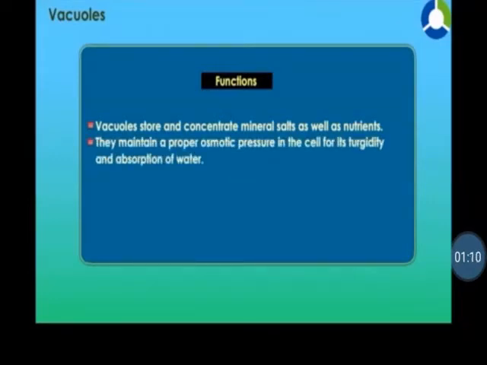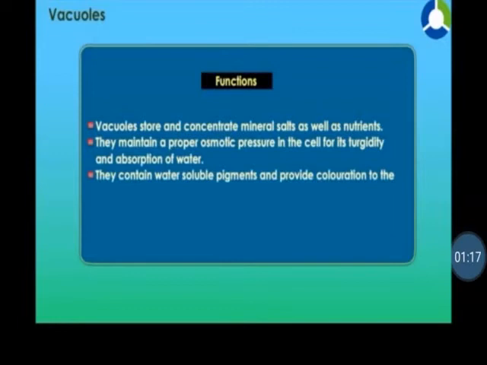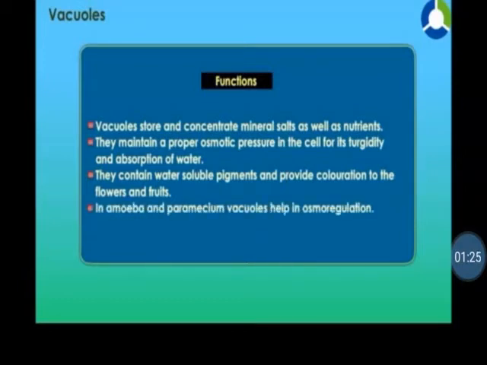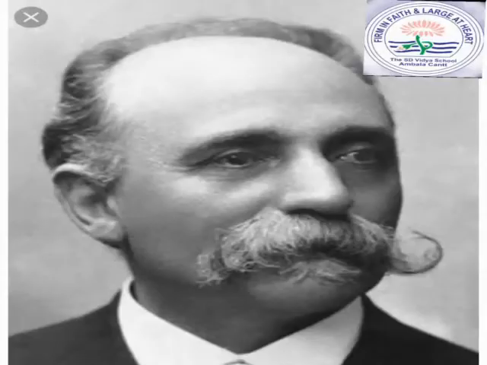Amino acids, sugars, organic acids and proteins are stored in the vacuoles, and that is what is called the cell sap. And in some unicellular organisms, vacuoles expel excess water and waste from the cell. So these are the functions of vacuoles: to concentrate mineral salts, osmotic pressure, pigments, and more.